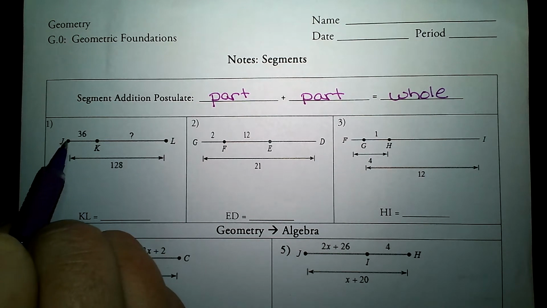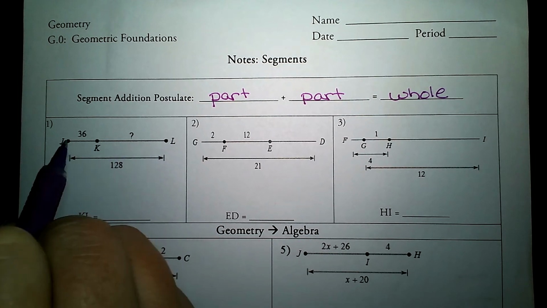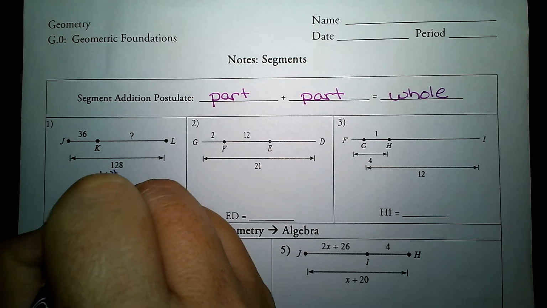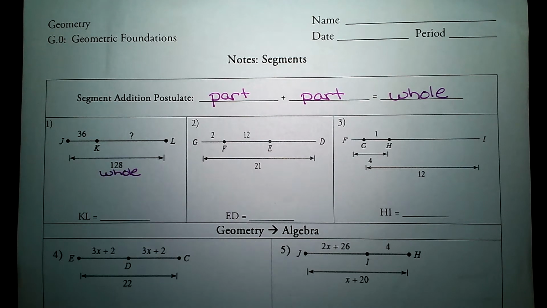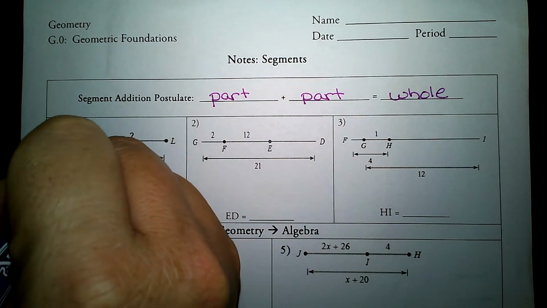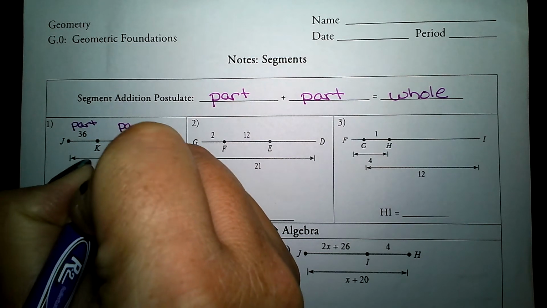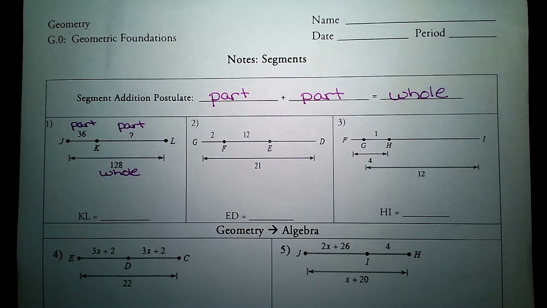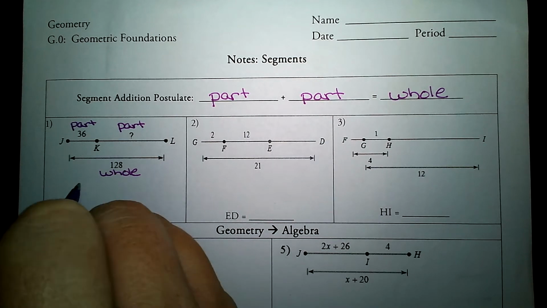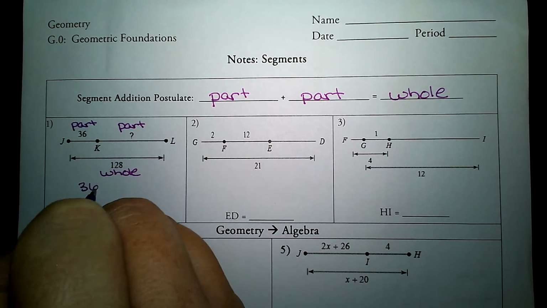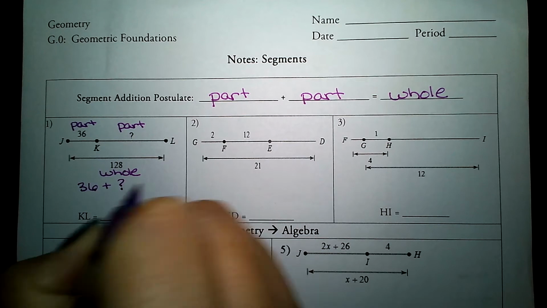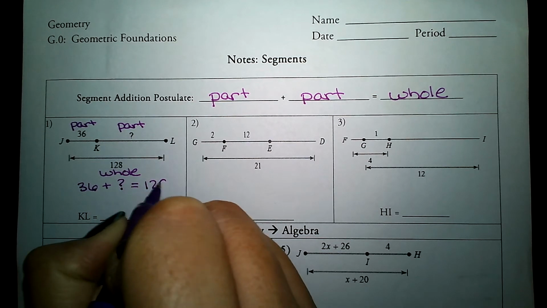Here we've got the entire segment JL. That's the whole thing. So 128 represents the whole line. Then we've got two parts here. 36 is a part, and some unknown measure is a part. So we've got JK and KL, and then the whole piece is JL. So to follow the segment addition postulate, we would just say part 36 plus the unknown part equals 128.